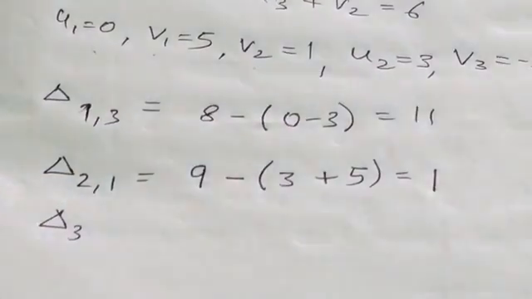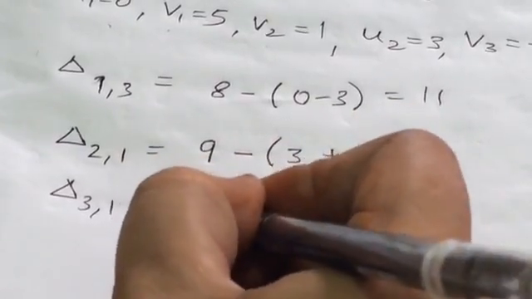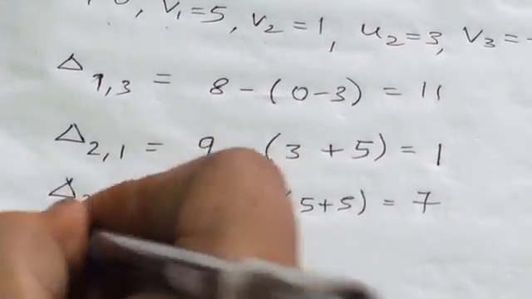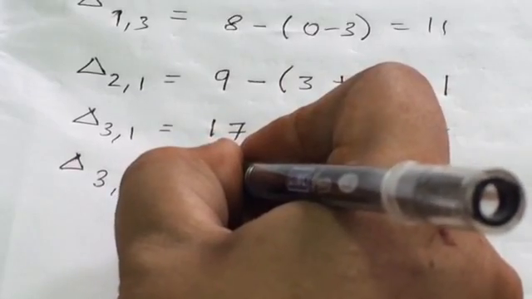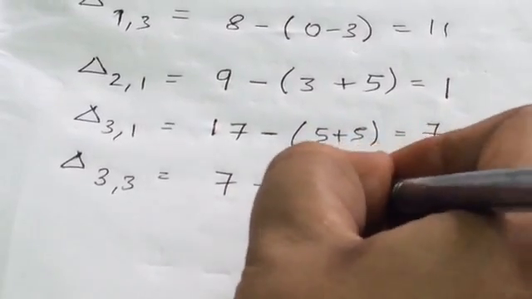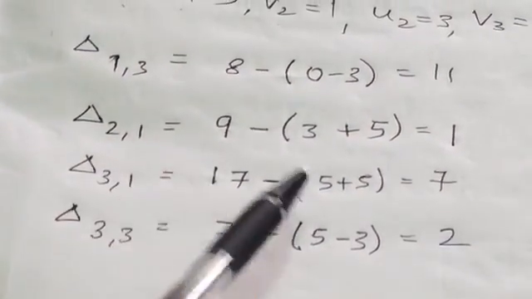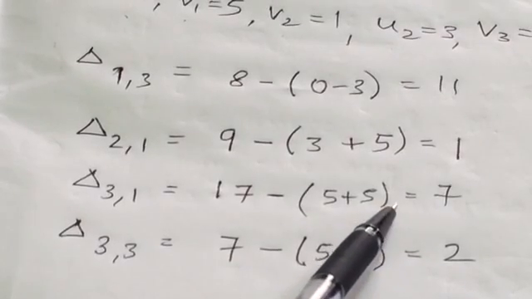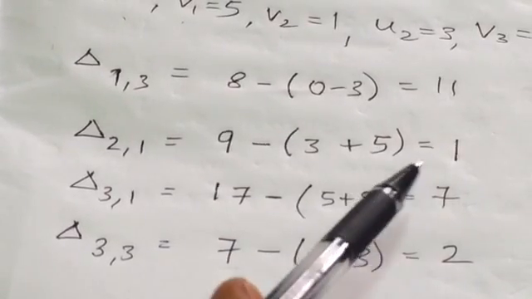Now del 3 comma 1, so cost of that cell, transportation cost was 17 minus u3 plus v1, u3 plus v1 is 5 plus 5, that is 7. Now del 3 comma 3, third row third column, transportation cost of that cell is 7 minus u3 plus v3, 5 minus 3, so it will become 2. 7 minus 5 is 2. Now check again, use the same rules we had used earlier. Here we are seeing that all the values are greater than 0. Since all the values are positive, the solution is optimal and unique. So now this table has optimal and unique solution.